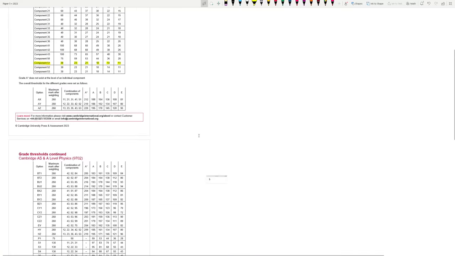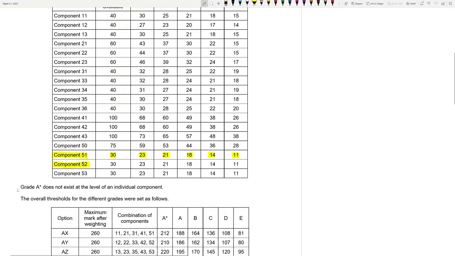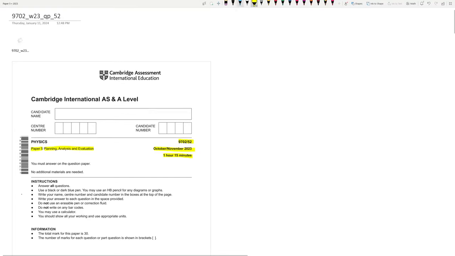So this is paper 5.2, right? Component 5.2. I actually solved component 5.1 recently, 5.1 or 5.3, it's the same one. So out of 30, A is at 23, B is at 21, C at 18, D at 14, and E at 11. So 23, 21, 18. Let me write this down.